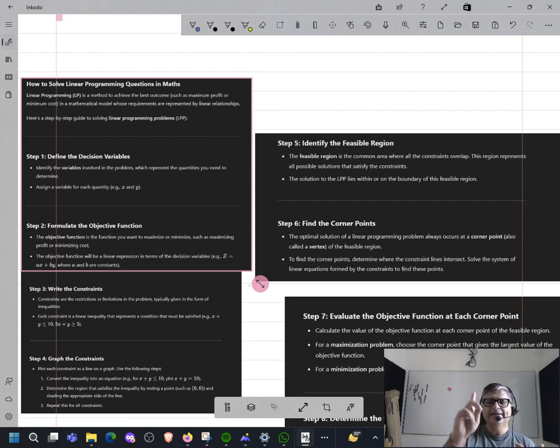So first step, identify the decision variables: chairs and tables, flowers and something, orange and apple. Something will be given to you that you need to clearly say is X and Y. Second, write the objective function. Oh, profit has to be maximized.